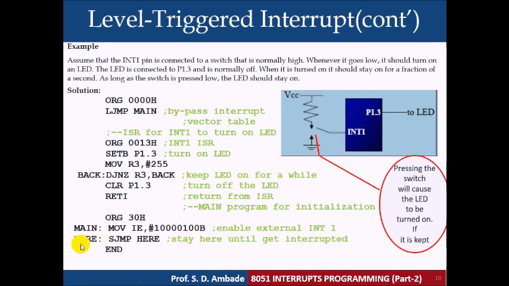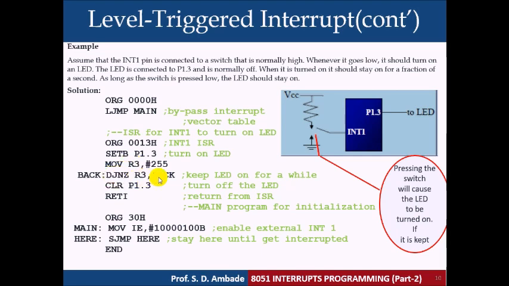Stay here. Whenever the switch is pressed or the level of the signal goes from high to low, it will jump to the interrupt service routine in the interrupt vector table, ORG 0013H, which is the INT1 interrupt service routine. Then SETB P1.3, this will turn on the LED. MOV R3, #255, this is our count, which is loaded to register R3 for a fraction of a second delay.